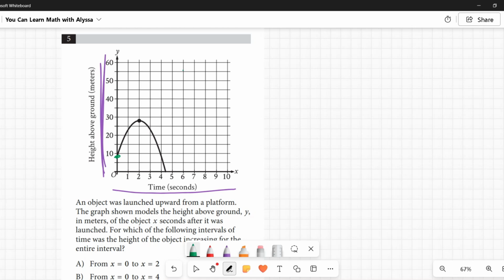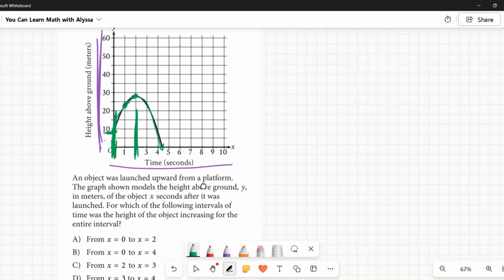So, okay, we're starting at 0 seconds, and then this object was launched upwards from the platform, which was about 8 meters high. And then at 1 second, it was up here at 24 meters. At 2 seconds, it was up to like 28 meters. And then it starts coming back down. All right, so when was it increasing? Well, from 0 seconds to 2 seconds, it is increasing. And then after 2 seconds, it's going down.